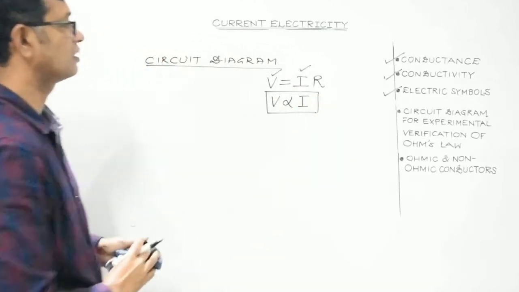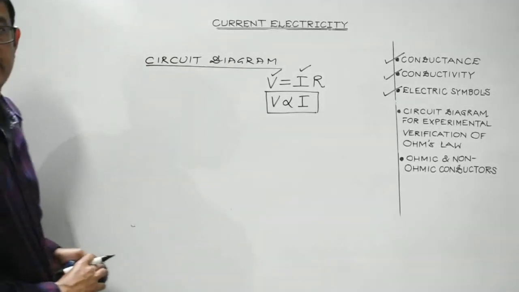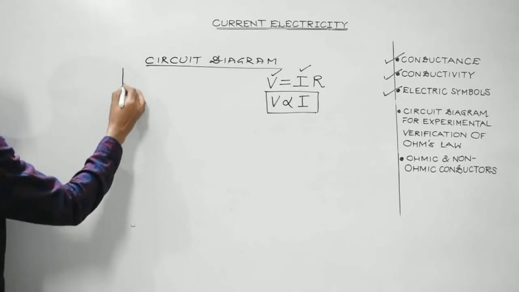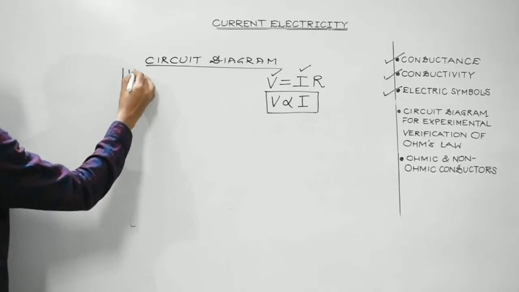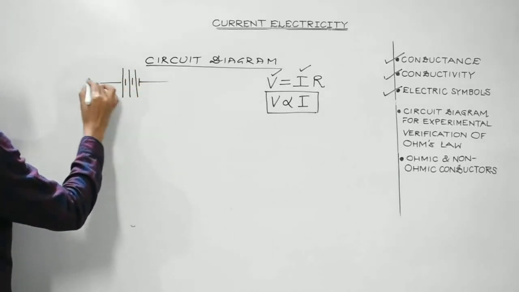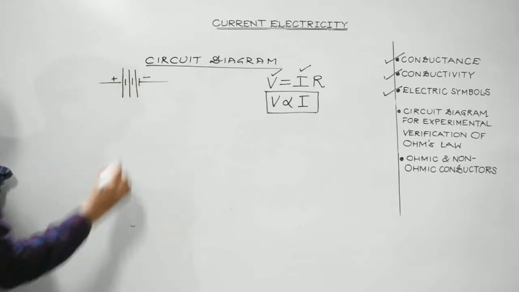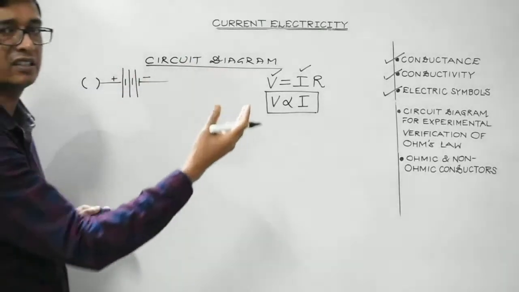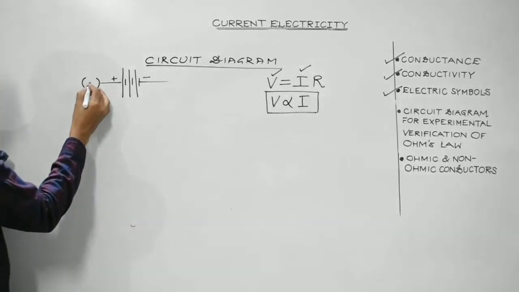So let's first discuss the circuit diagram for the experimental verification of Ohm's law. This is a battery. Battery, I have told you, it's a combination of cells. This end is at a higher potential and this is at a lower potential. A key can be connected either on the left hand side or right hand side, it's up to you. So it should be a closed one.